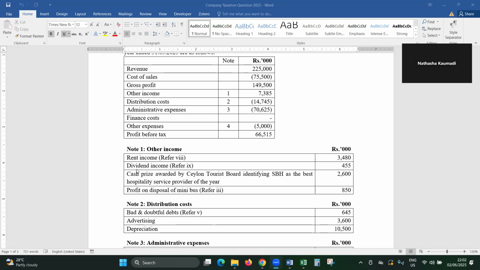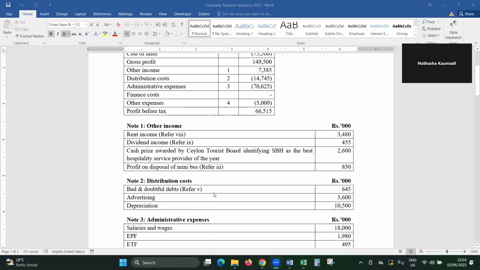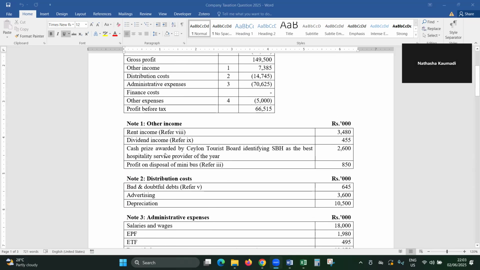And then you have dividend income, that's another income source, with another point, number 9. Then a cash prize awarded by the Ceylon Tourist Board, identifying SBH as the best hospitality service provider of the year. And then profit on disposal of minibus, that's the profit. And then another reference to the note. Note number 2, that is distribution cost.